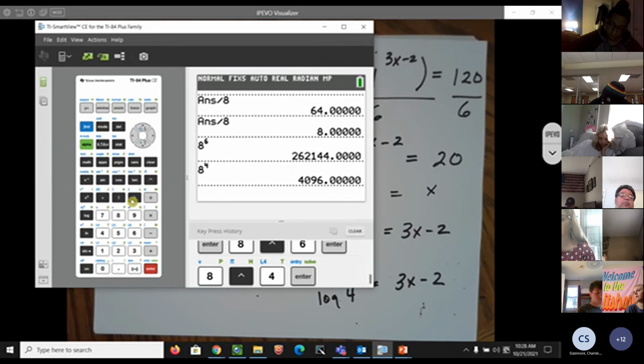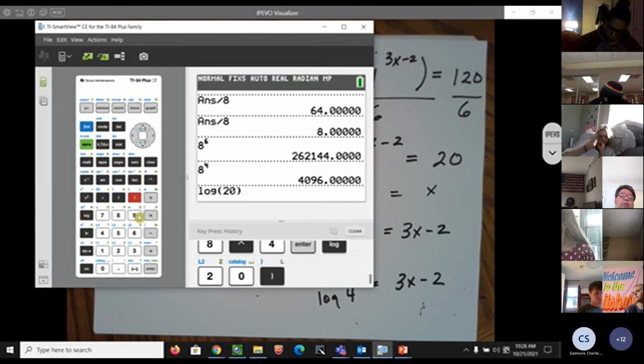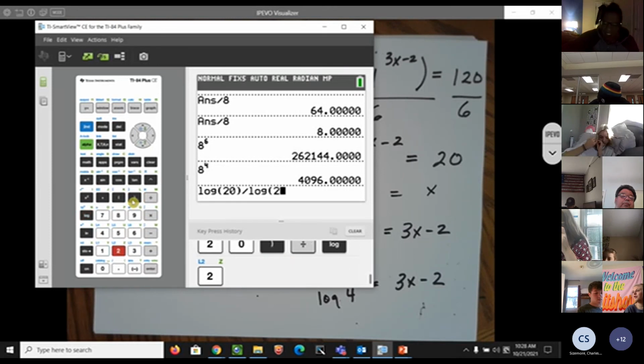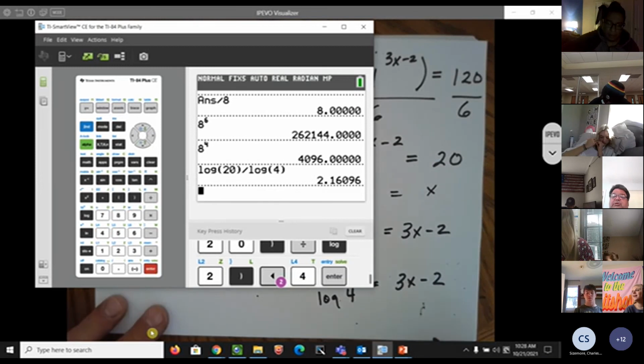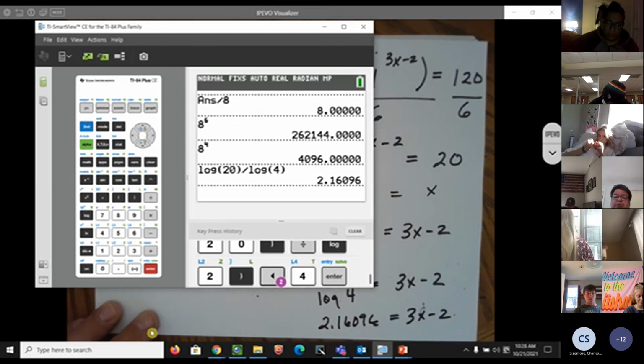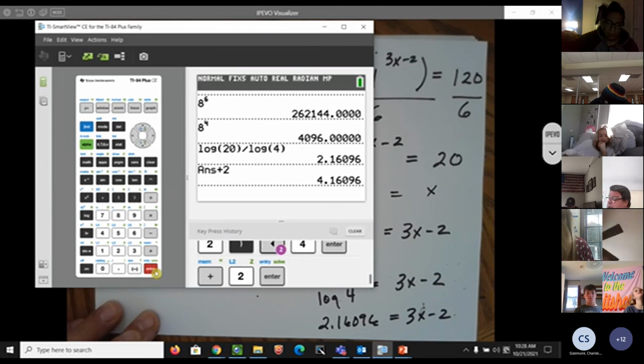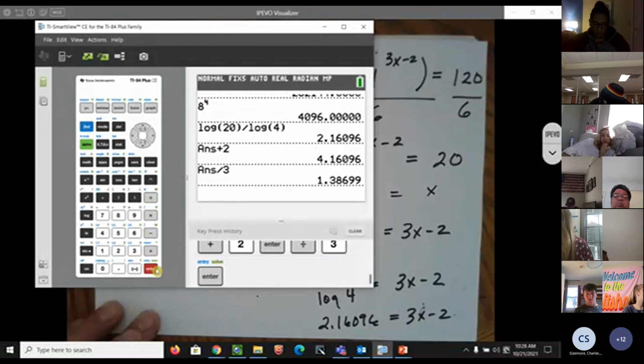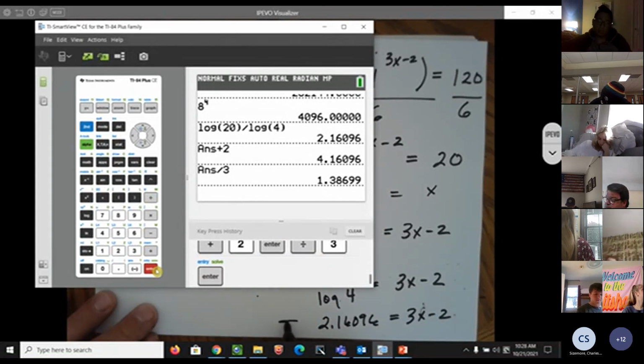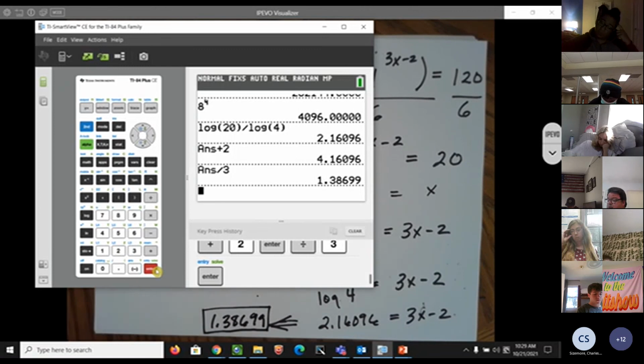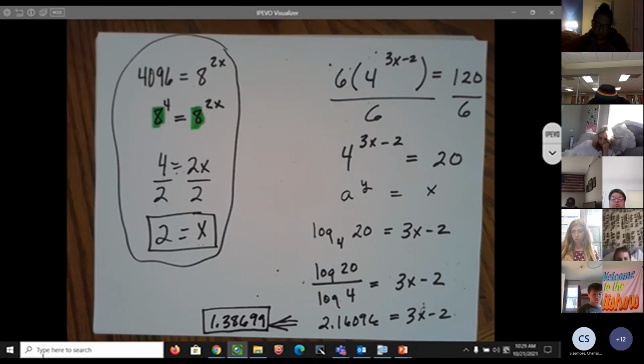Log of 20 divided by the log of 2, or log of 4, sorry. Thank you for catching that. Equals 2.16096, which is equal to 3x minus 2. I'm going to add 2. And I'm going to divide by 3. 1.38699. Okay. So I'm going to leave that on the board there for a second.